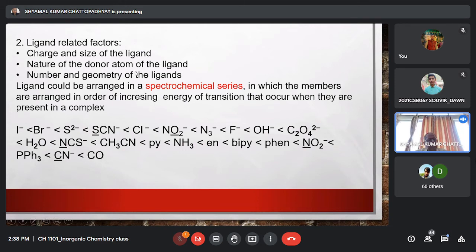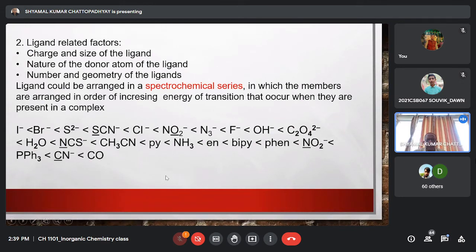So a decrease in the size of the ligand in general leads to an increase of the crystal field, and this is nicely reflected by, say, iodide, bromide, chloride, fluoride. You see, fluoride has the strongest crystal field, then chloride, then bromide, then iodide, right? So as we go down the halogen group, the crystal field decreases because the size increases.